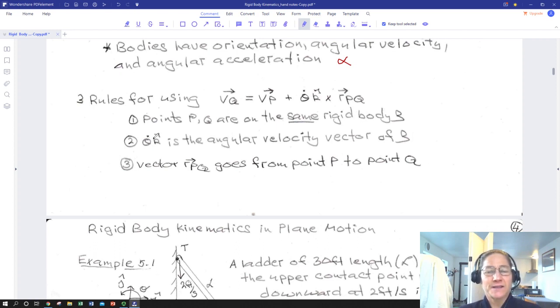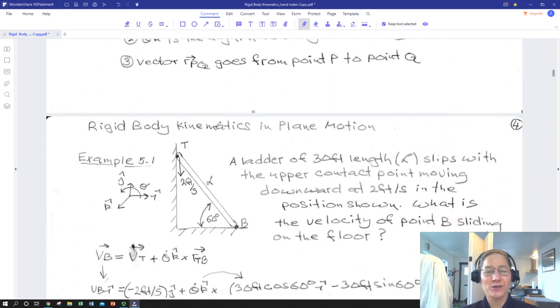The other one is to remember that this omega, or this theta dot, is the angular velocity of the entire body. There isn't something on the body that's moving relative to the body, it's the whole body that's moving. And last but not least, this is kind of similar to our definition of moment from statics. The vector has to go from P to Q. So the radius vector in our cross product will be from the point we know to the point on the other side of the equation that we're trying to find. Expect to make that mistake frequently. It's okay if you end up with a sign error. That's the first place to look.